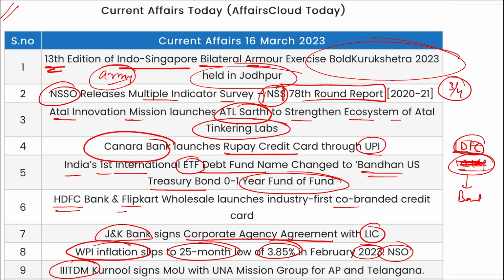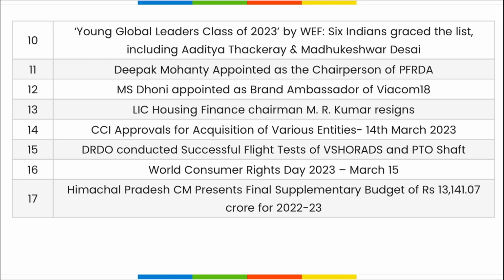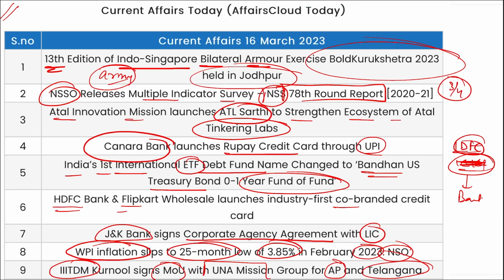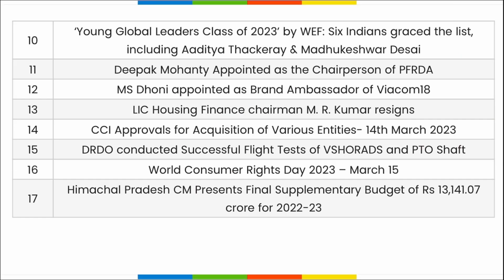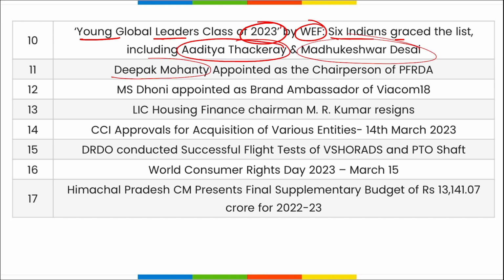Then IIIT DM Kurnool signed an MOU with UNA mission for Andhra Pradesh and Telangana. Basically, the students of this IIIT DM will be going to various villages of Andhra Pradesh and Telangana, where they will be educating them about various conservation skills. Then the Young Global Leaders class of 2023 was announced recently by WEF, and six Indians graced their list, including Aditya Thackeray and Madhukeshwar Desai. Deepak Mohanty appointed as the chairperson of PFRDA.